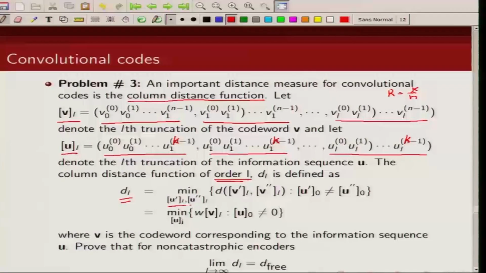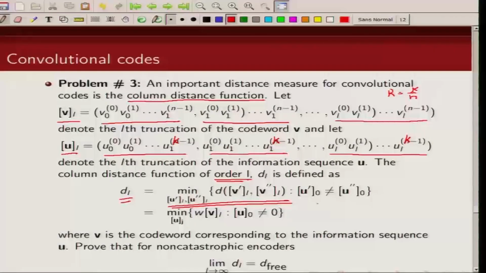It is the minimum distance between two truncated code words of length L, such that, you can see, it is the minimum distance between two code words V1 hat and V1 double hat, both of length L, such that U dash and U double dash are not the same. So, it's essentially the Hamming distance between two truncated code sequences.